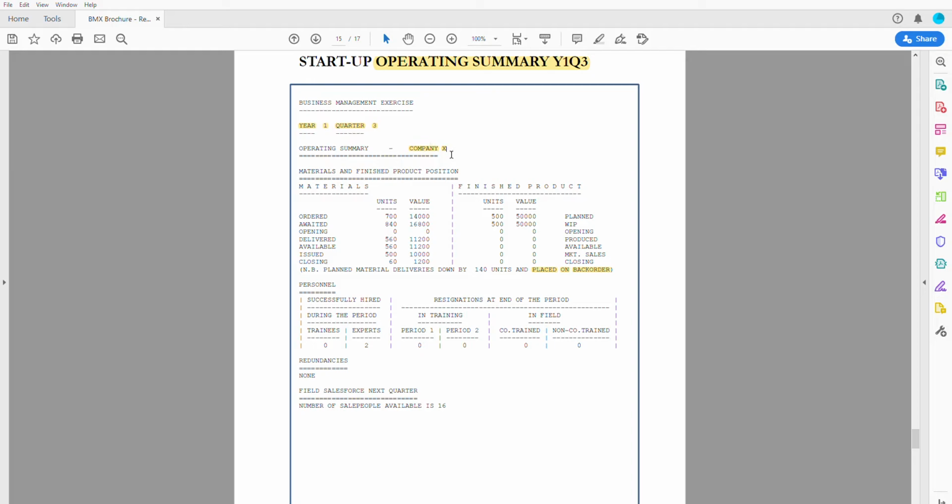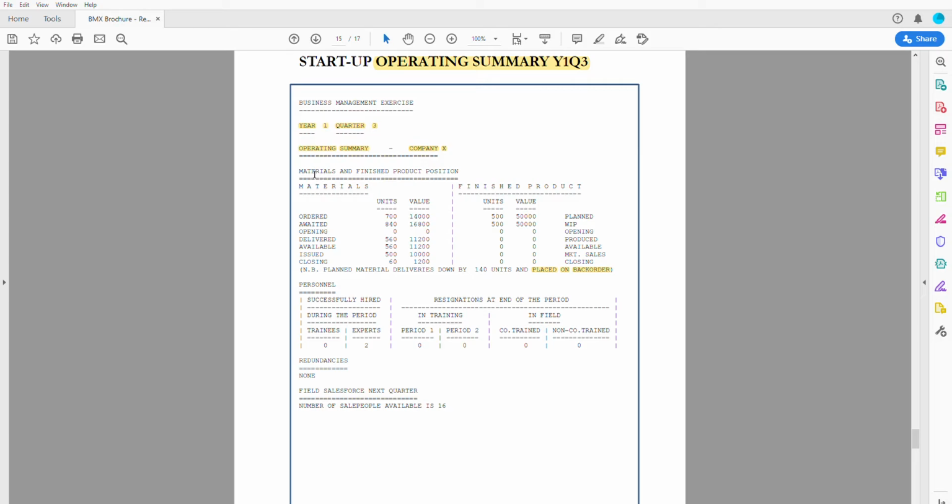All 5 companies are exactly the same. So normally you're going to see company A, B, C, D, E here, but at the moment I'll just call it X because everybody is the same. Now what you're going to observe from here is that this is our operating summary. You can see operating summary over here.